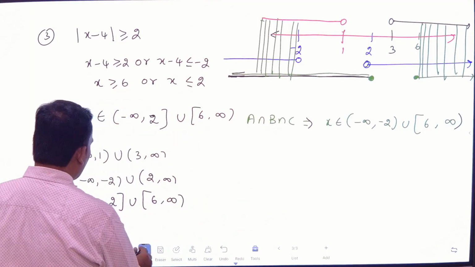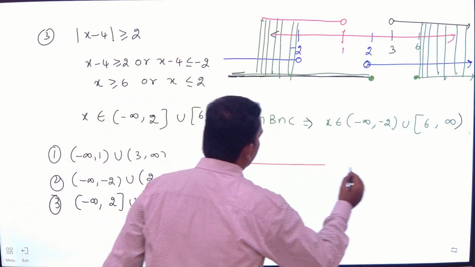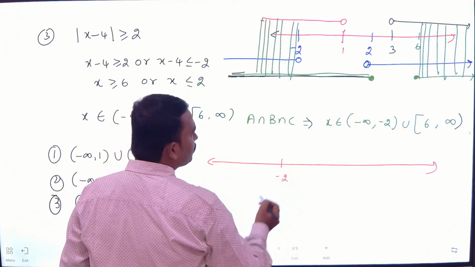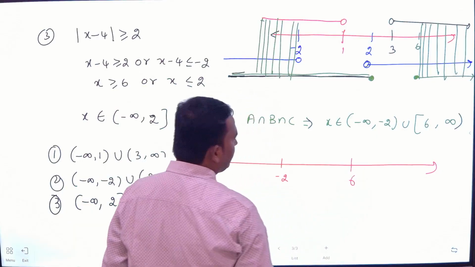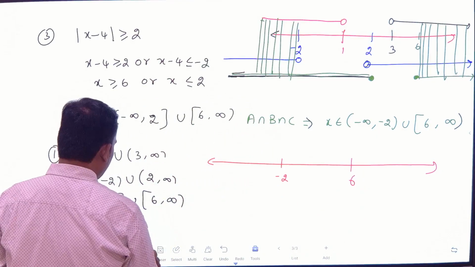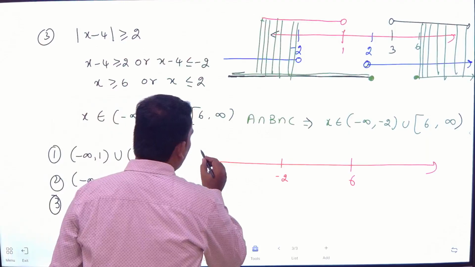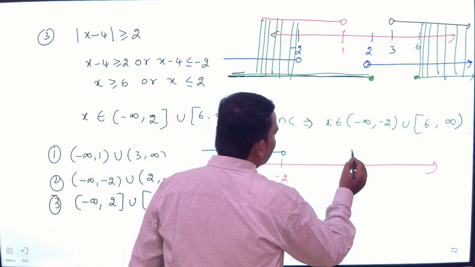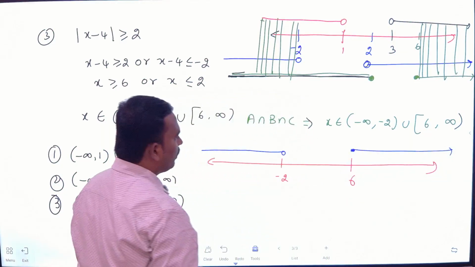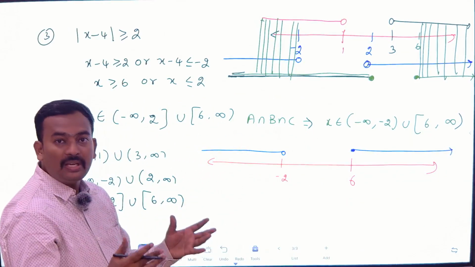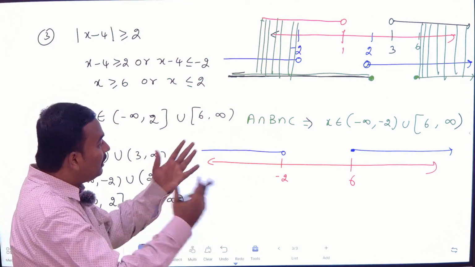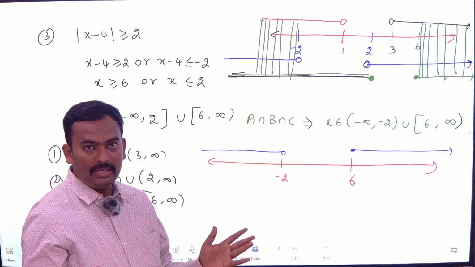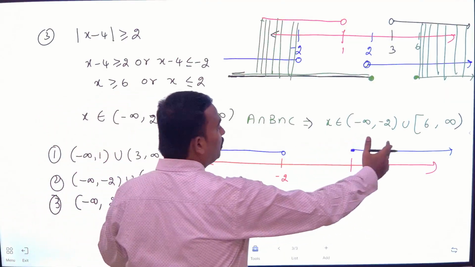Just put it on the number line. Okay, you can see here minus infinity to minus 2. Let's take minus 2 here and plus 6 here. Just draw the number line here. So minus infinity to minus 2 open interval and 6 to infinity here. Okay, this is your intersection. So we need to collect the complement of this. Complement means the whole real number family, and you have to remove this, the blue color.